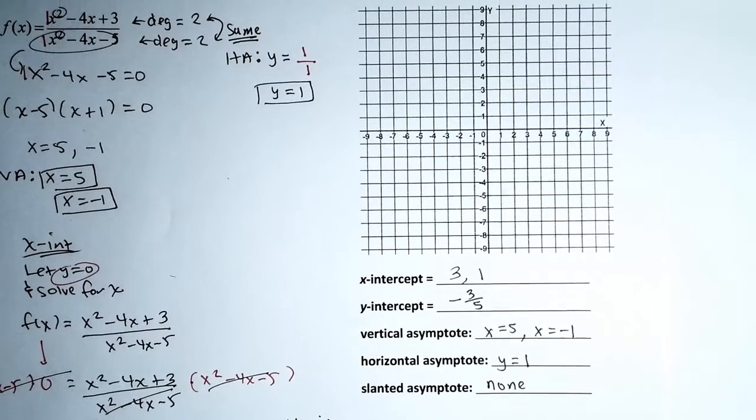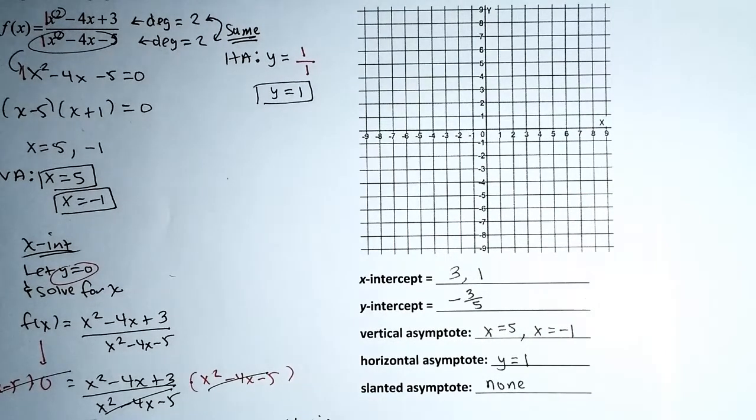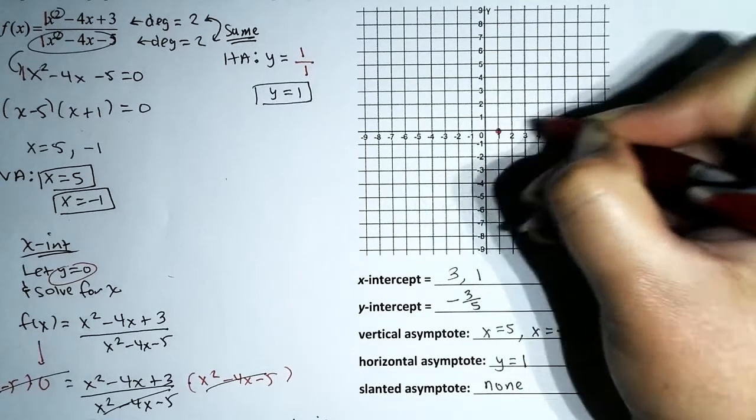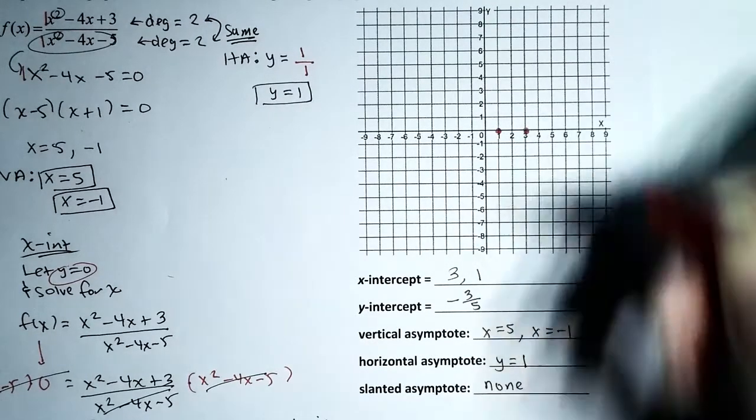Okay, I think I can project everything. So our x-intercept, where am I? I'm trying to see which pen projects best. I'll use my red one. So the x-intercepts are at 3 and 1. So we will do a point at 3. We will do a point at 1.